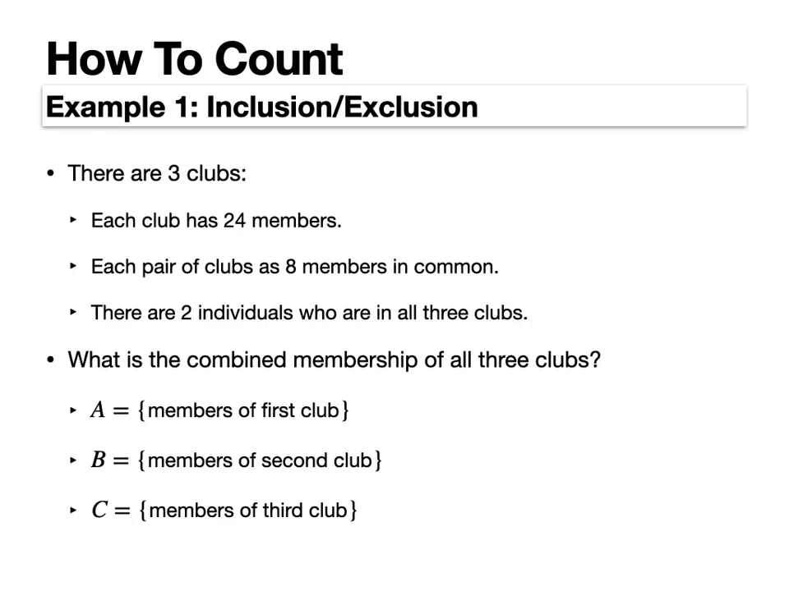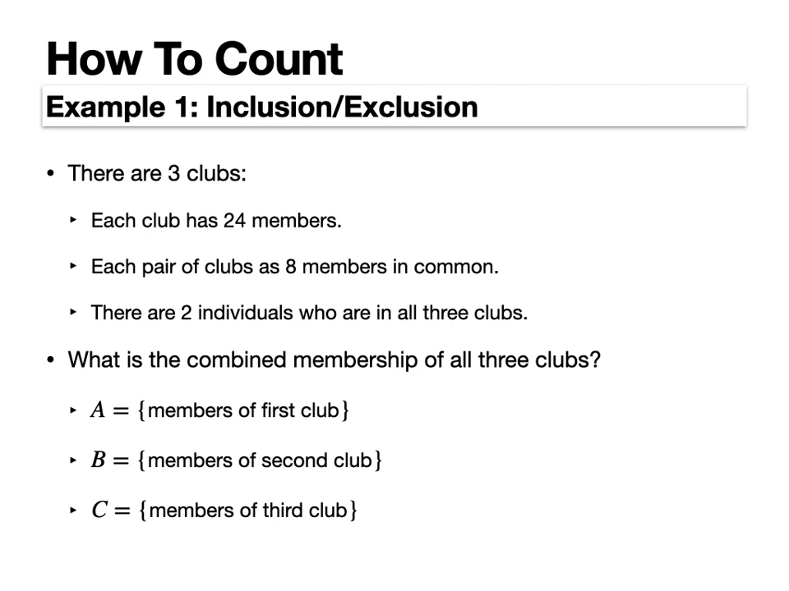So here's an example. There are three clubs. Each club has 24 members. Each pair of clubs has 8 members in common. And then there are 2 individuals who are in all 3 clubs. So the question is, what is the combined membership of all 3 clubs? How many individuals are in all 3 clubs?